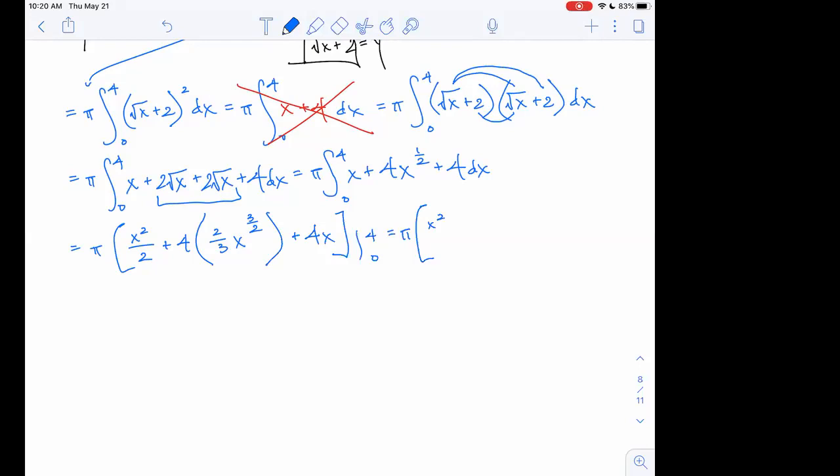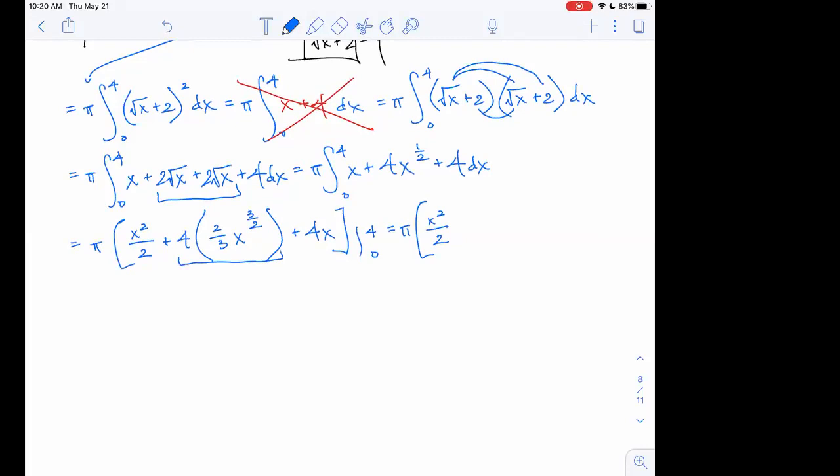All right, so x squared over 2 is already simplified. If we simplify this term, we're going to get plus 8/3. And at the same time, I'm going to put the 8 to the 3/2 back into radical form. And then plus 4x. And I'm going to plug in 4. And I'm going to write the 0, but I know I don't need to plug it in. All right, let's plug in our 4, see what we get.